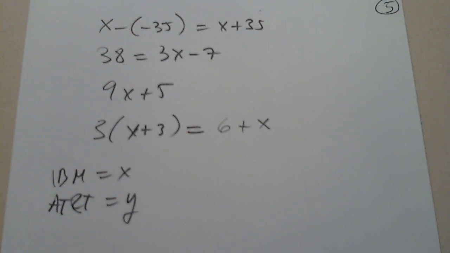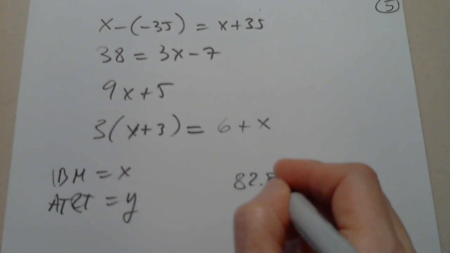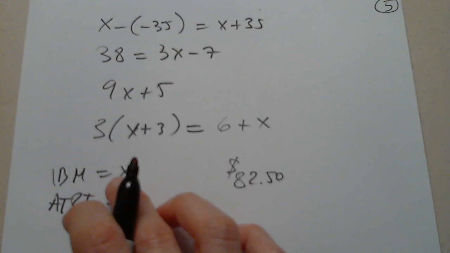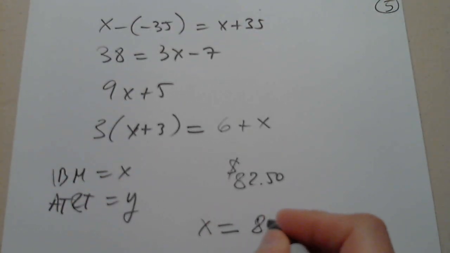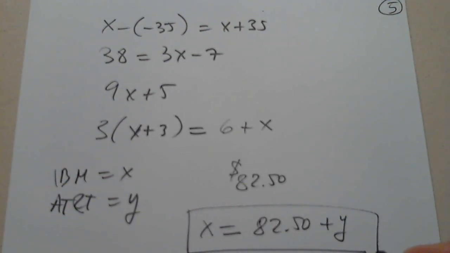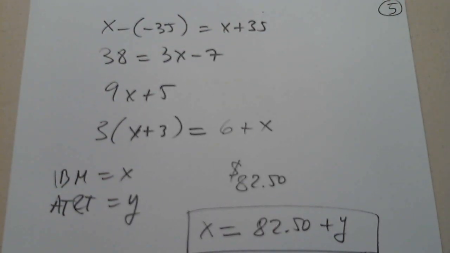And again, it said 82.50. So how do I write this equation? Y equals x plus 82.5. But this is X, so X was 82.5 plus Y. Good.